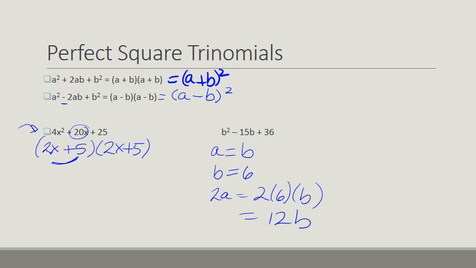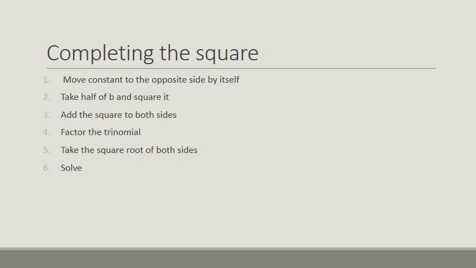Now the reason these are important is because we're going to use that relationship to complete the square. So when we're completing the square, just take a minute to read this. You're going to move the constant to the opposite side by itself. So you're going to have all the variables on one side, the constant on the other, in the form ax squared plus bx equals a constant.